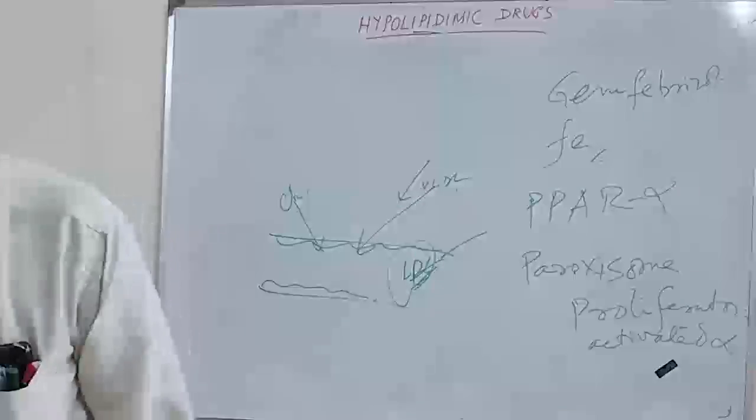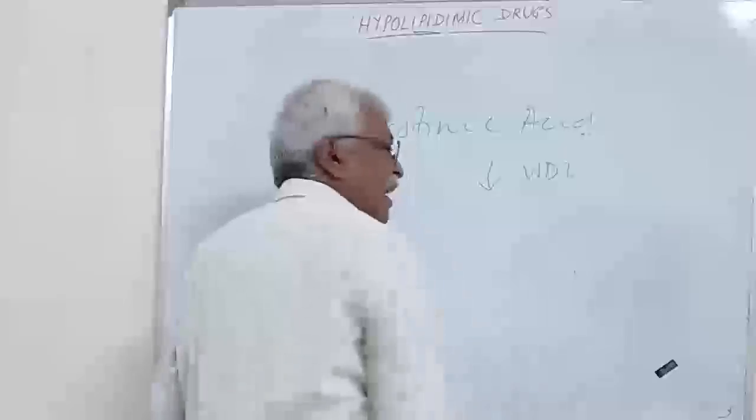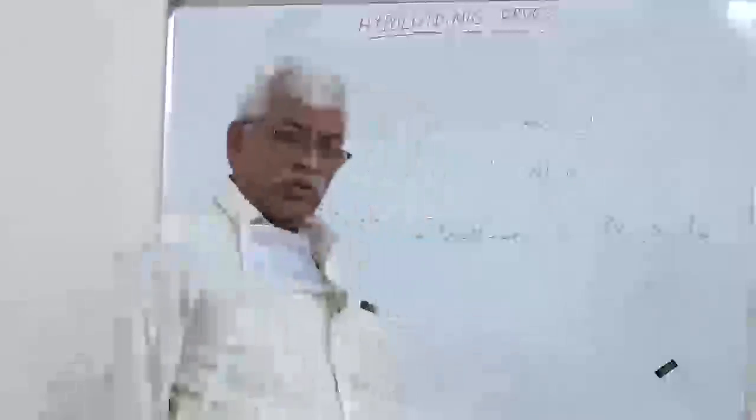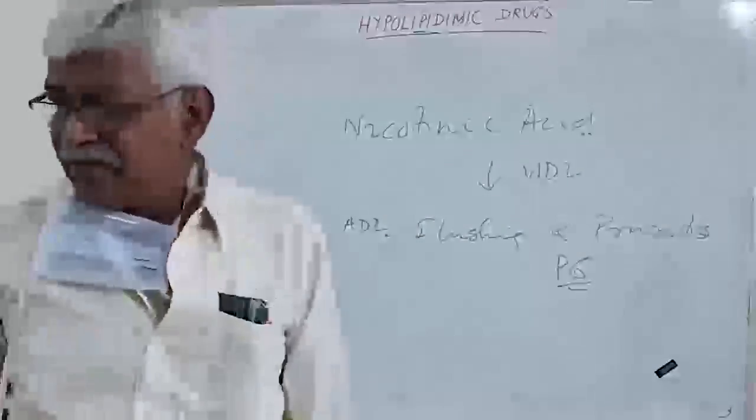Now there is another group of drugs which is a vitamin, and it is very peculiar. Nicotinic acid decreases VLDL, and when VLDL is decreased, naturally the other products of VLDL are also decreased. But one of the important side effects of this is flushing and pruritus, and it is said to be due to prostaglandin. So you can use an inhibitor of prostaglandin, that is aspirin.